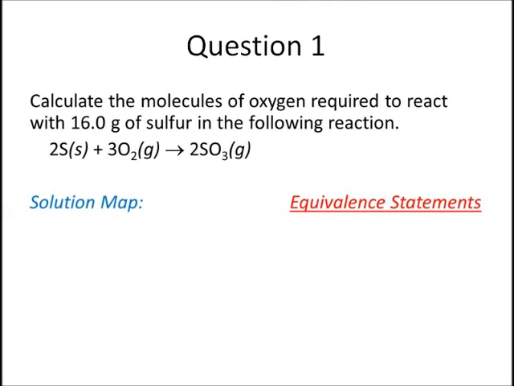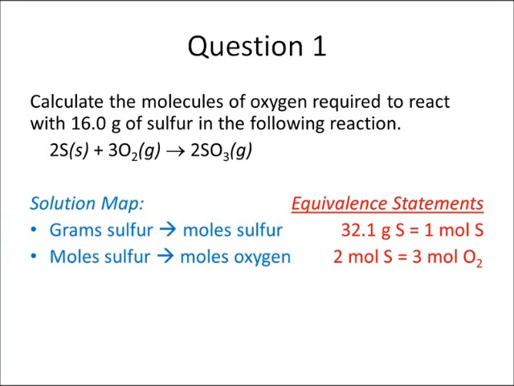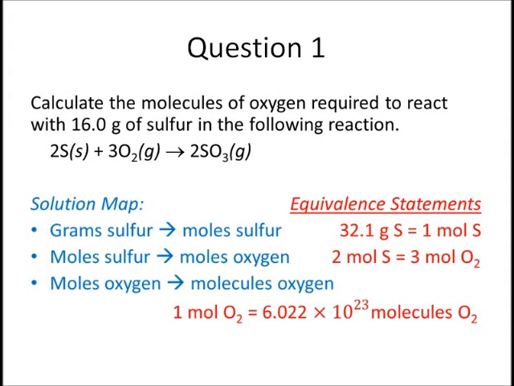In this first question, we have molecules of oxygen is what we're looking for, and grams of sulfur is what we're given. So we start by converting grams to moles. That's the first step in any stoichiometry problem. Then we use the mole ratio from the balanced chemical equation, the coefficients, and we arrive at molecules of oxygen using Avogadro's number.